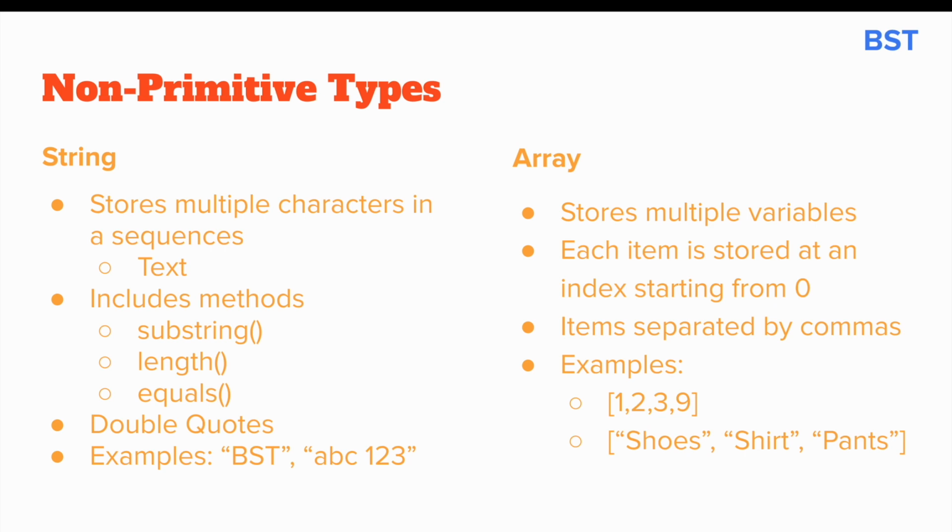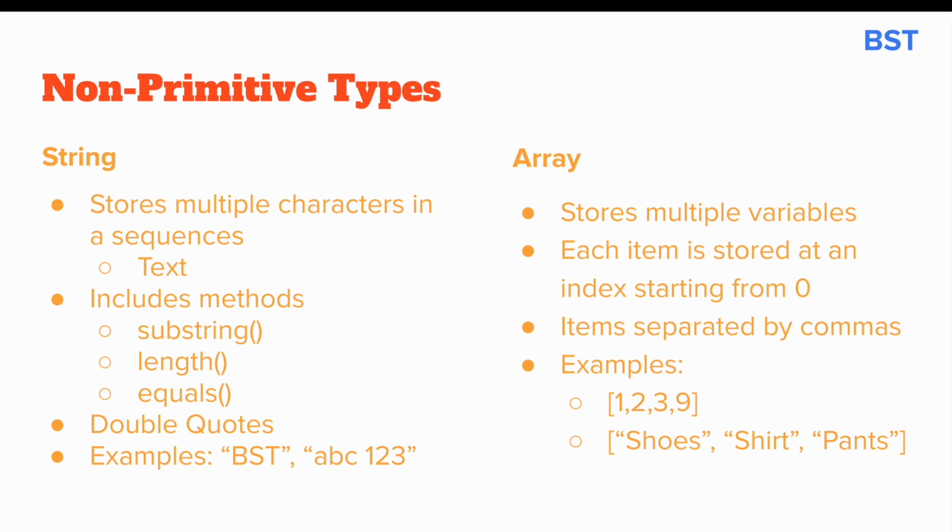Substring, length, equals, these are all highly important, and they are all on the reference data sheet that comes with the AP test. You must put double quotes around them, or else it'll confuse Java and not be taken properly.